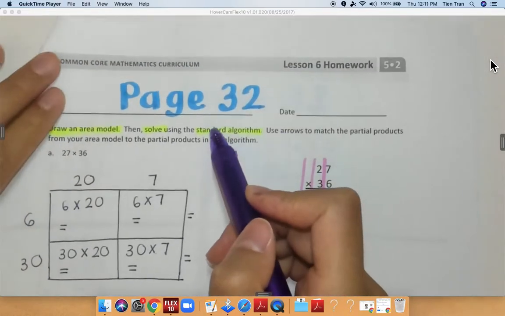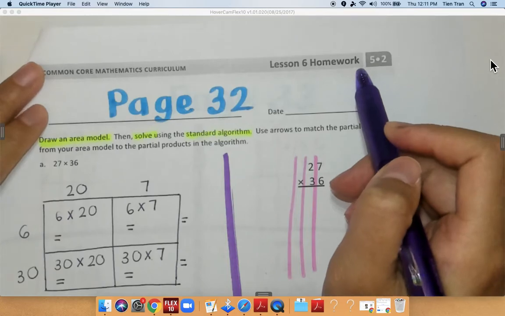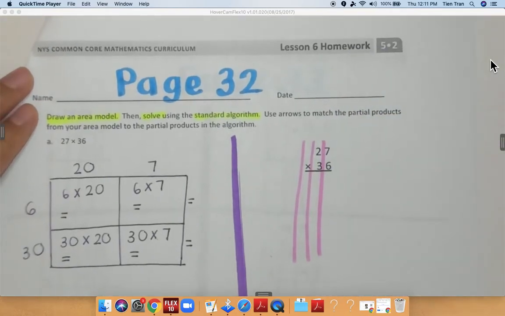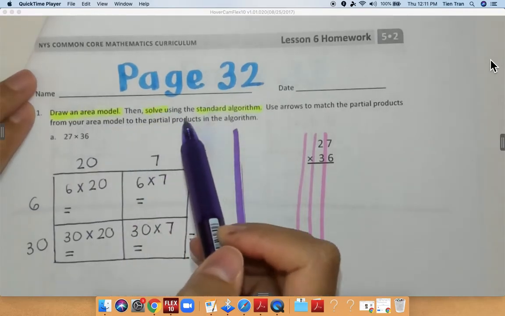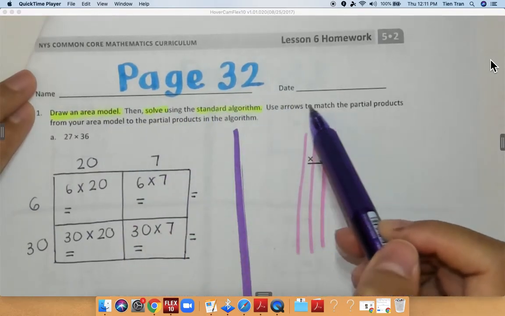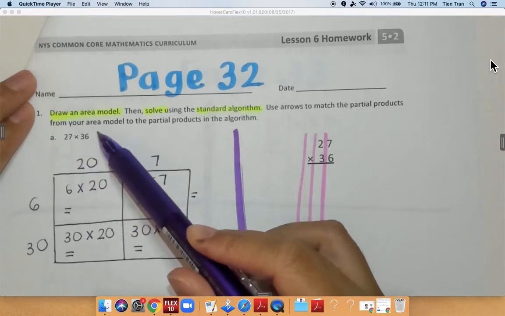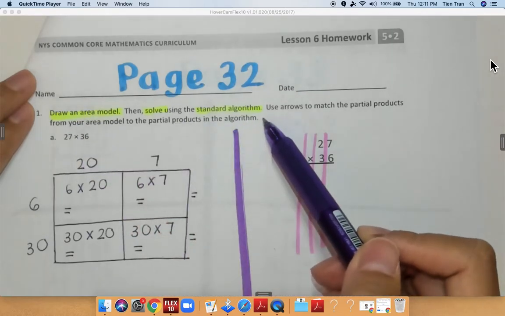We are on page 32, lesson 6 homework. Make sure you are on the correct page. So today we are drawing an area model, then solving using the standard algorithm. Use arrows to match the partial products from your area model to the partial products in the algorithm.